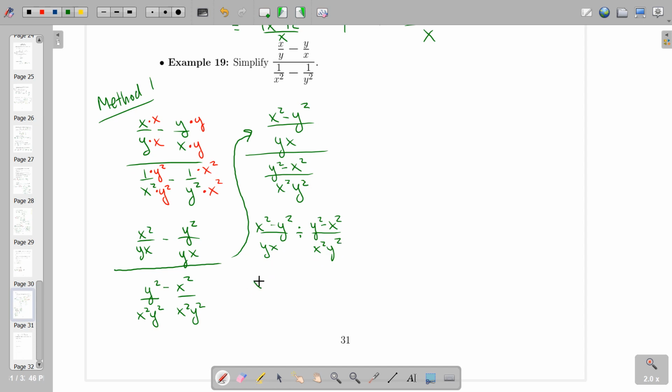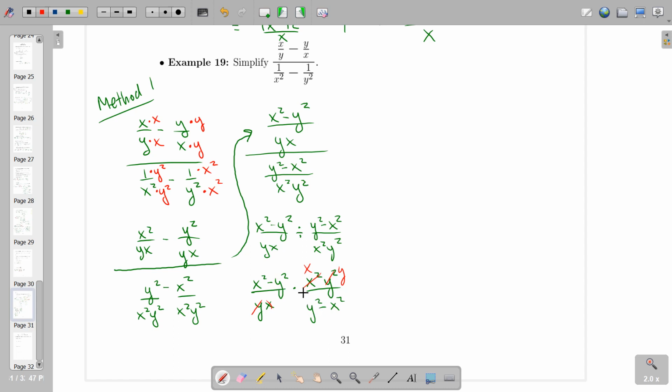And then, of course, we see that division, so we turn it into multiplication. Okay, now I can definitely see some simplification that can happen here and here, right? Cancel this with one of those y's. Cancel this x with one of those x's.